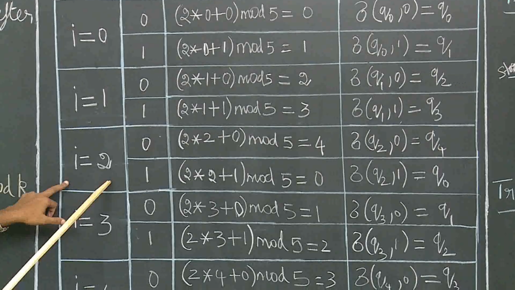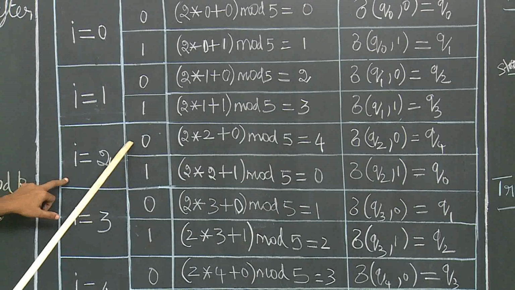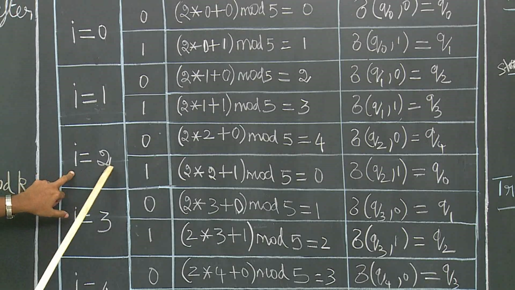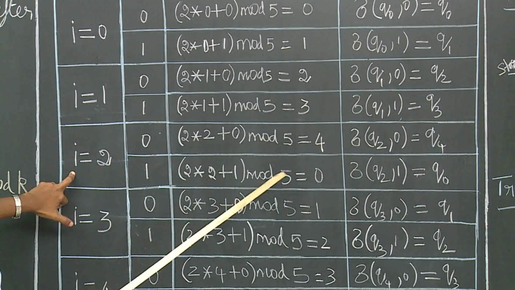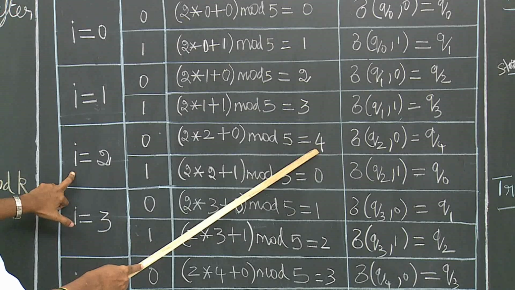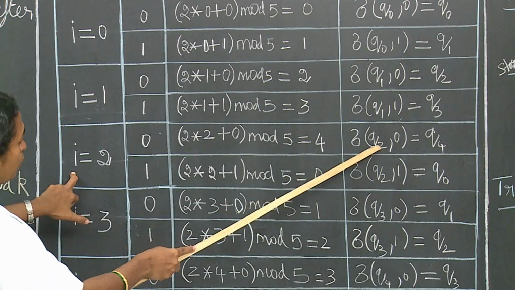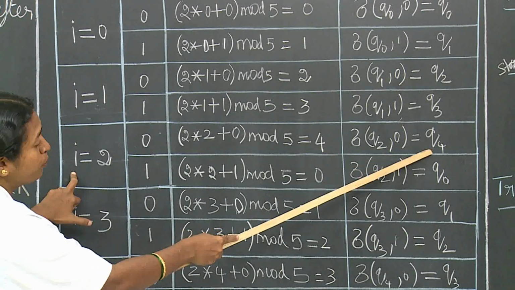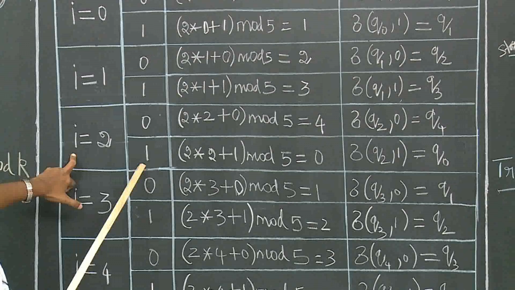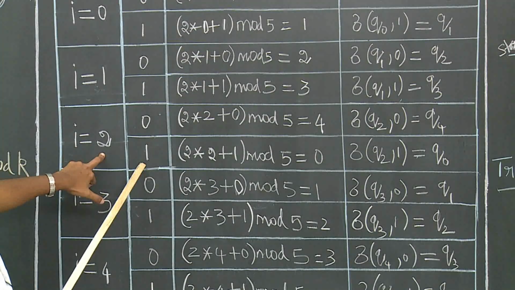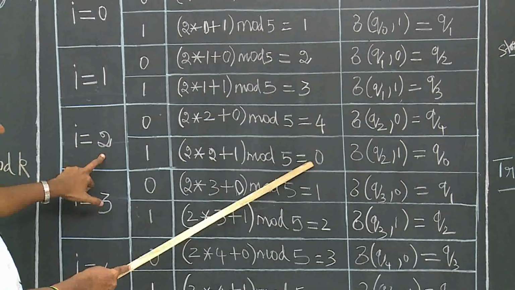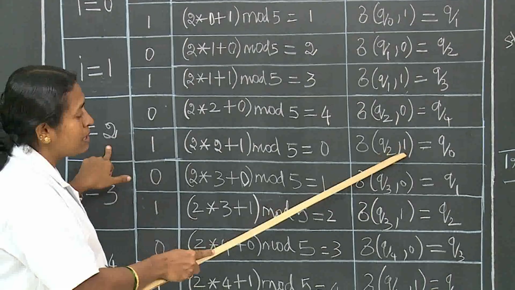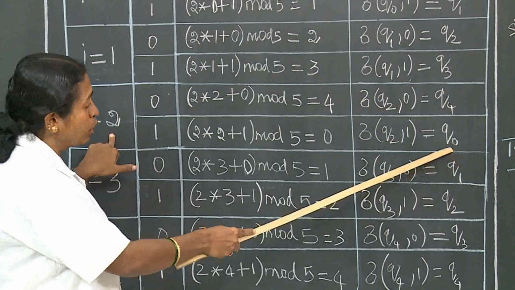Next we are going to change the value of i to 2. Again here we consider two input symbols, 0 and 1. First we consider i = 2 and input symbol 0. Then we get the value of j as 4. So there will be a transition from Q2, by accepting the input symbol 0, to the state Q4. Next we change the input symbol to 1 and i remains 2. Here the j value we get is 0. So there will be a transition from Q2 by accepting the symbol 1. It moves to Q0.